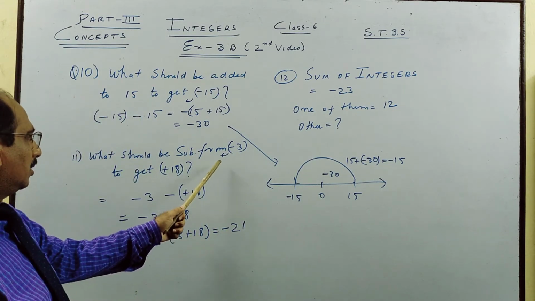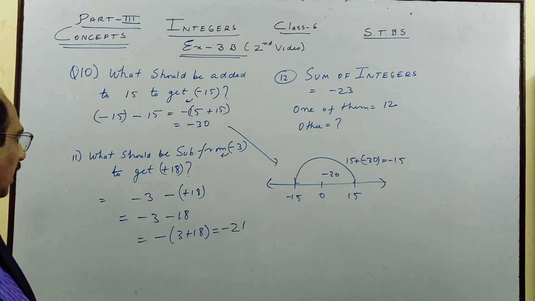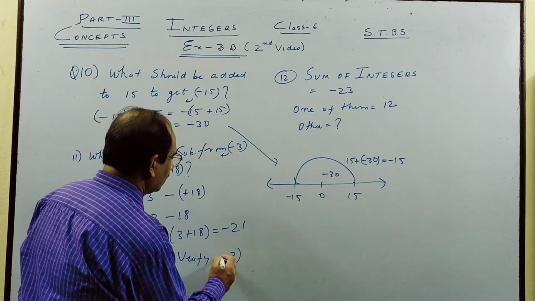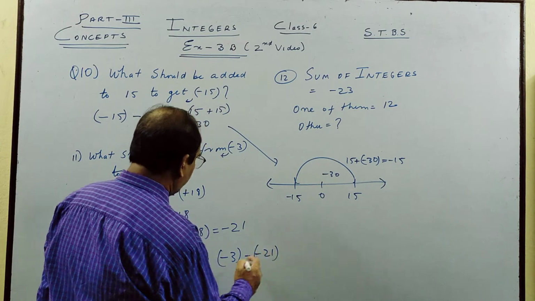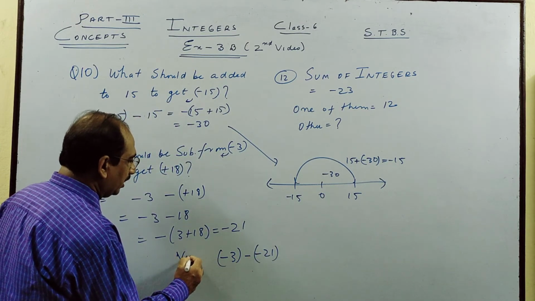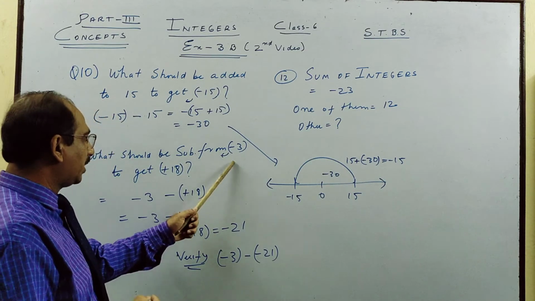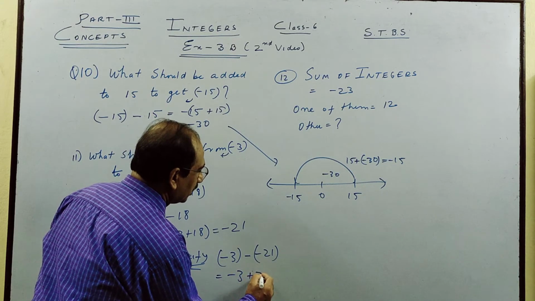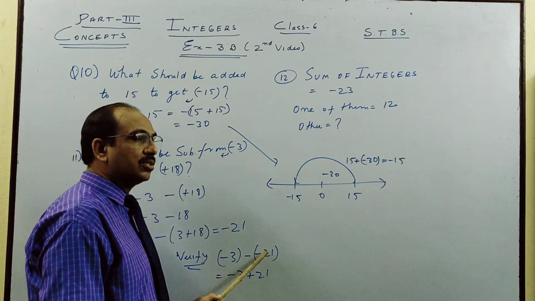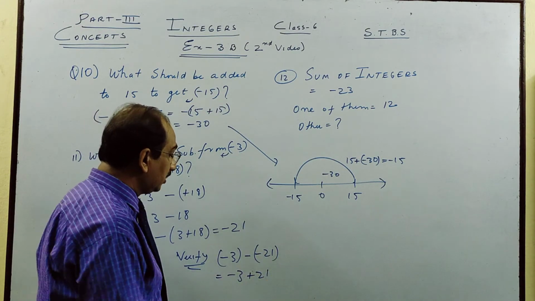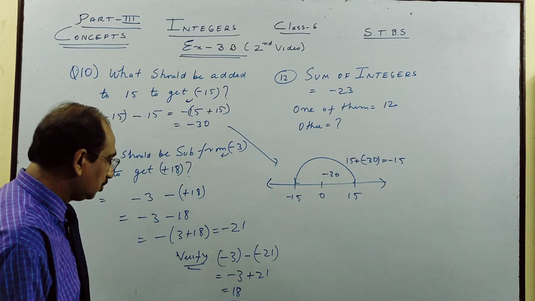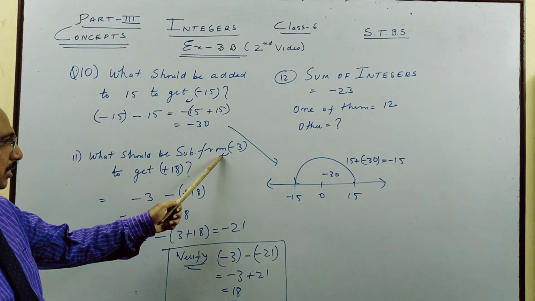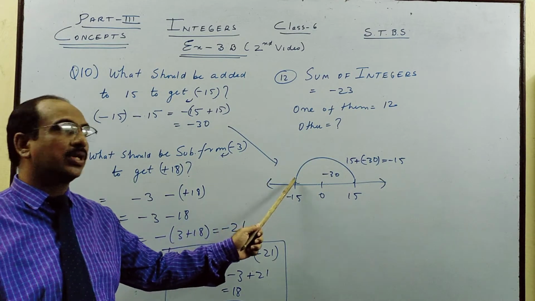So minus 3, if you subtract minus 21, see, verify. We used to verify, children, in our time. What should be subtracted from minus 3 to get plus 18? See, this minus minus becomes plus, or the additive inverse of minus 21 is plus 21, and we get 18. So that means our answer is right. It will be minus 21 to be subtracted to get plus 18. Same thing you can try on a number line.